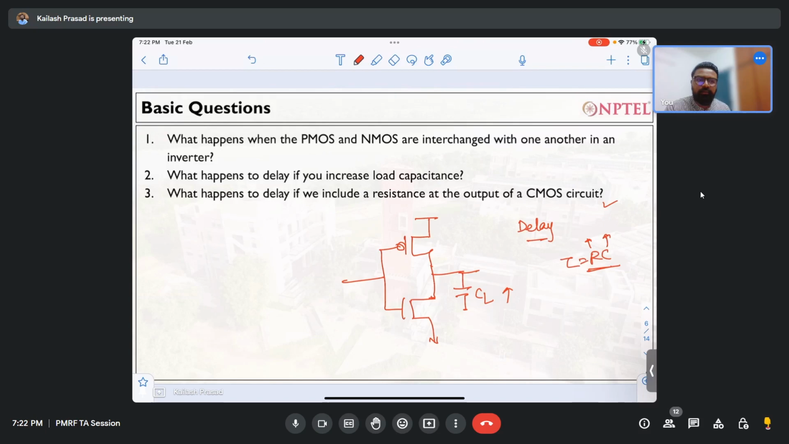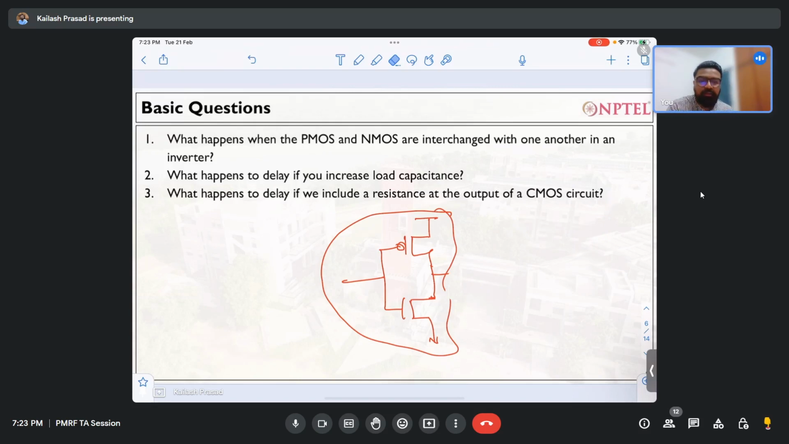Now I have a question. If I want to reduce the delay of this particular circuit, and consider that I do not have any load over here, can anybody tell me what approaches I can apply to reduce the delay of the circuit? The question is clear, right? The question is what are the approaches to reduce the delay of my inverter? This is my inverter. What are the approaches?